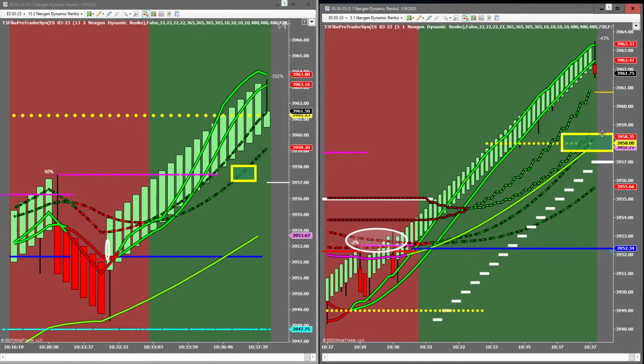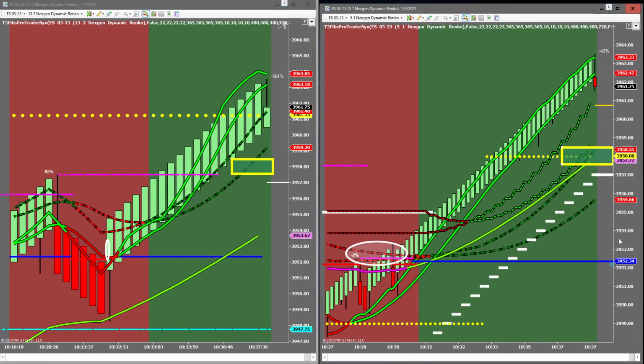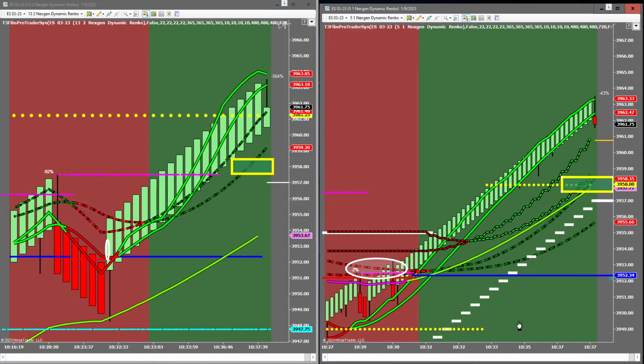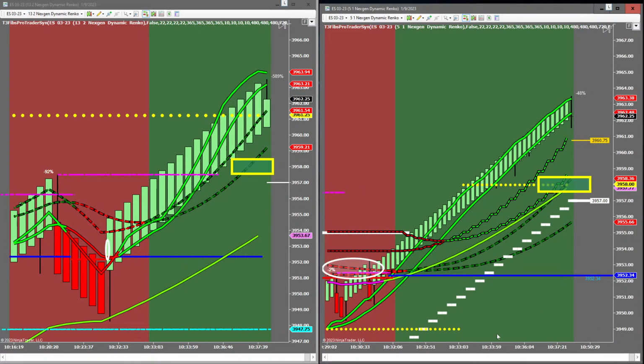All right, as far as trend trade rules and buying support at triggers, would you guys agree with my box there on the 5-1 chart? That's pretty much the spot, right?